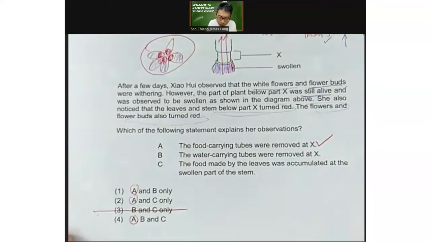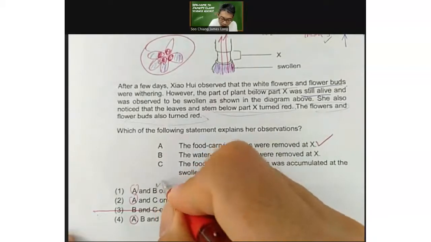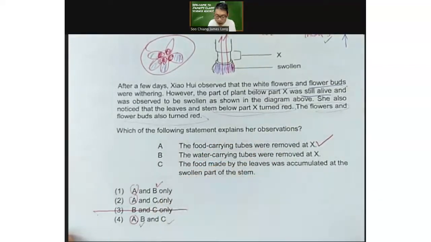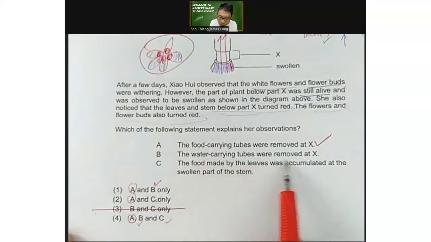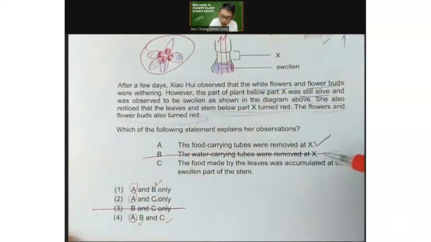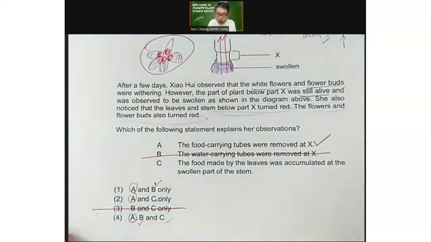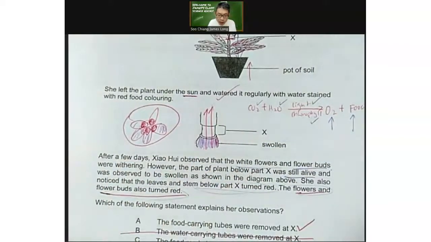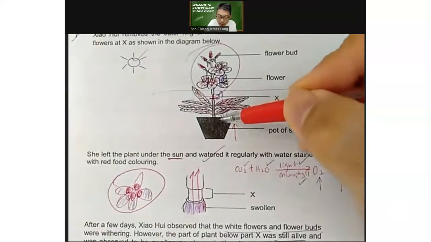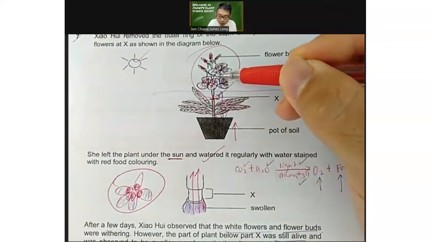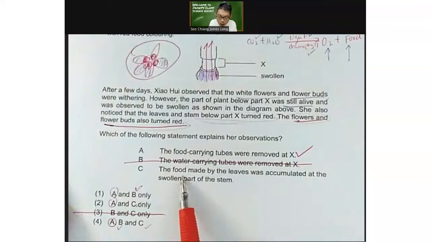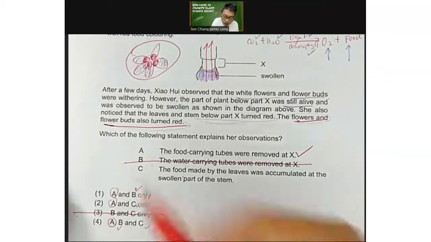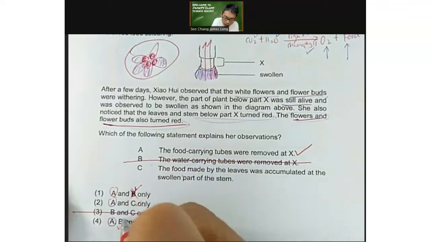Alright, for question 7. Now let's take a look at, I have B here, C. I need to look at all of them. The water carrying tubes will be removed at A. This is wrong. Water carrying tubes will not be removed. How do I know? Because we were told that the flower buds and the flowers also became red. They became red because of the red color water that went all the way up. So if that's the case, then I know that B is wrong. If B is wrong, hey, I got the answer.